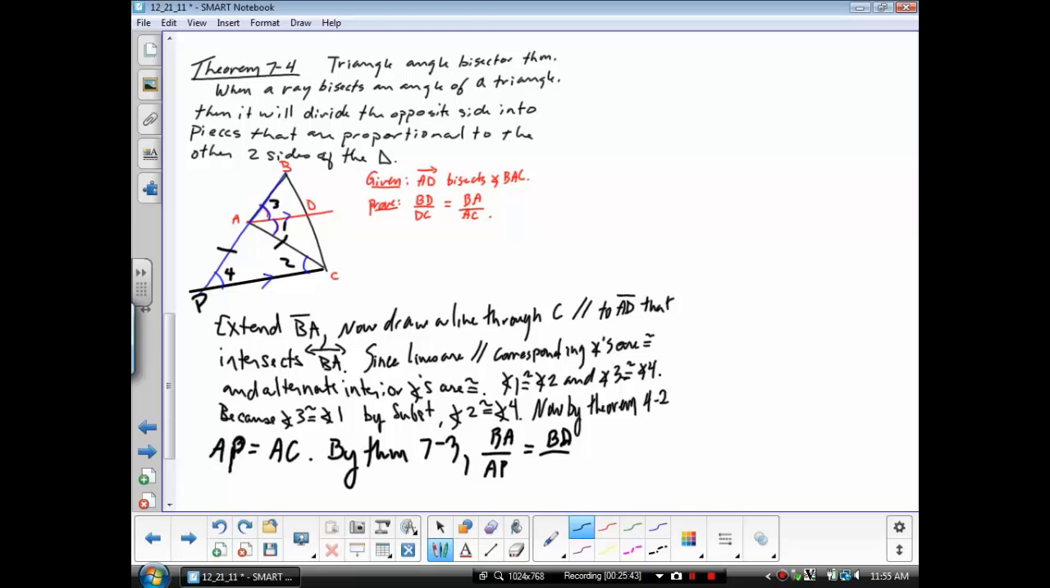I can't make a D there, let me try again. Now, if I make a substitution, because I know AP and AC are equal, I know that BA will be to AC by substitution as BD is to DC.